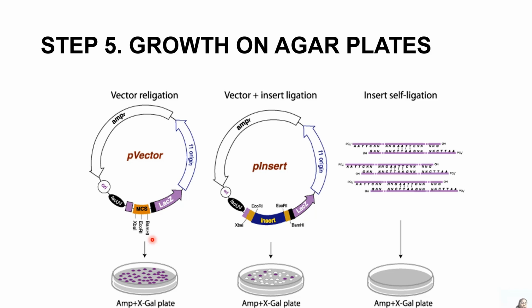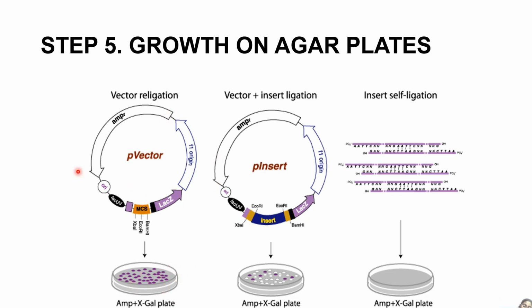But what if only the empty plasmid has gone inside, and your recombinant, insert-containing plasmid has not gone inside? For that, we do blue-white screening. X-gal is a type of substrate that we add into the agar along with ampicillin.